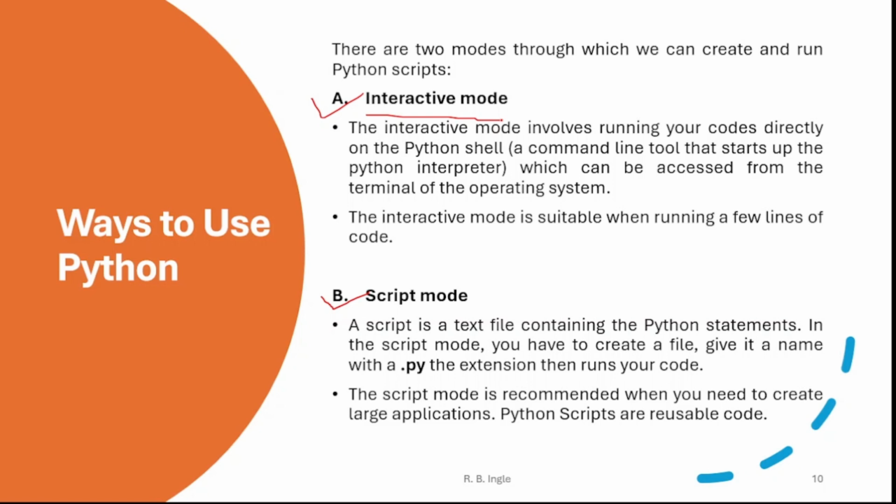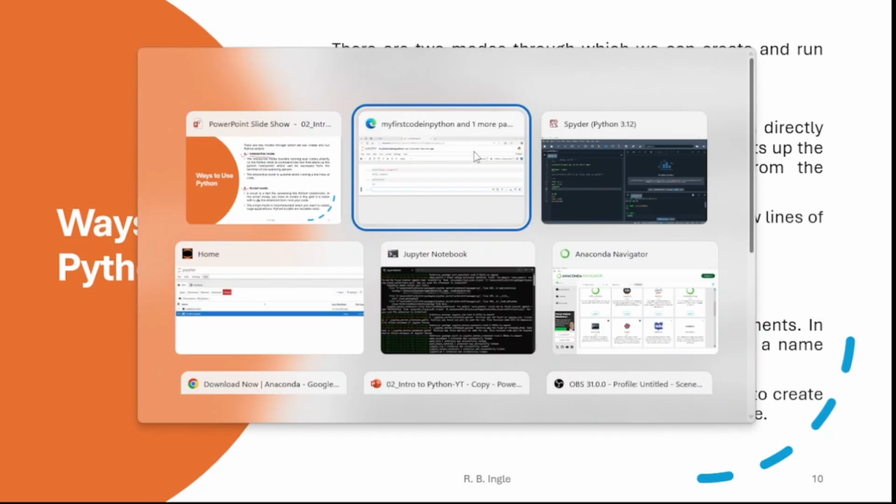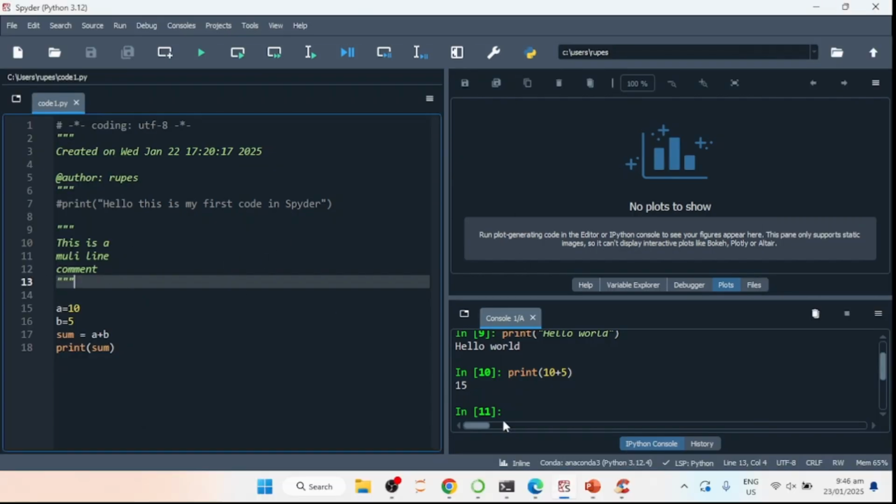The script mode is the mode in which we write the Python script. Script is nothing but the code file. If you write a large program in a file and you save that file, it is called a script file. Script is nothing but the Python file. A program file is called the script file. We'll see that. Let us go to the Spyder window.